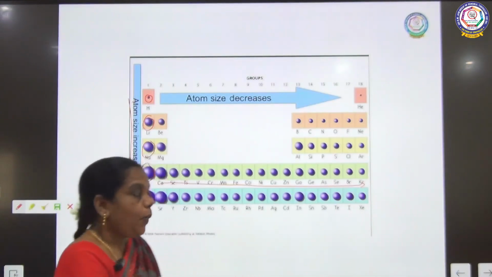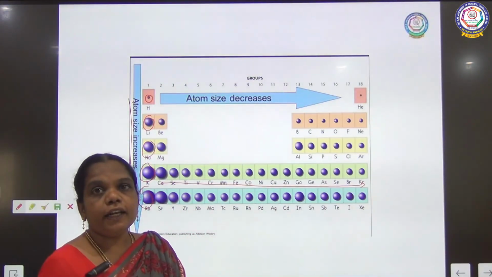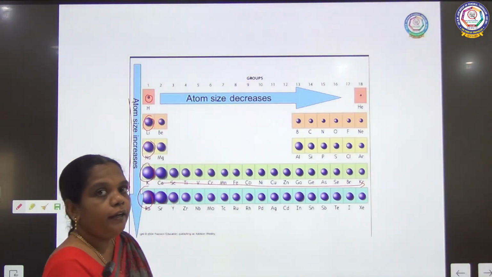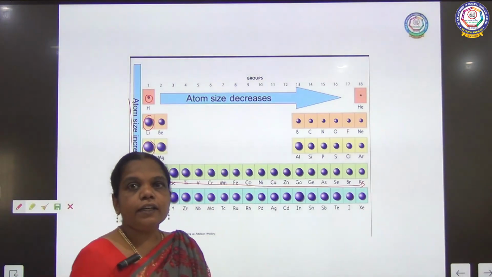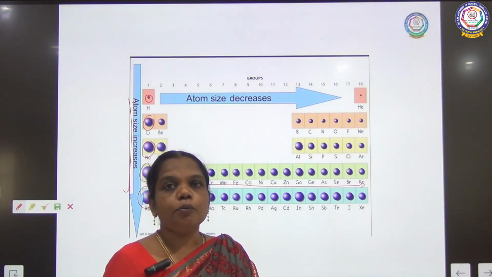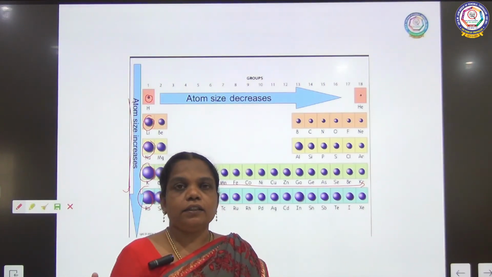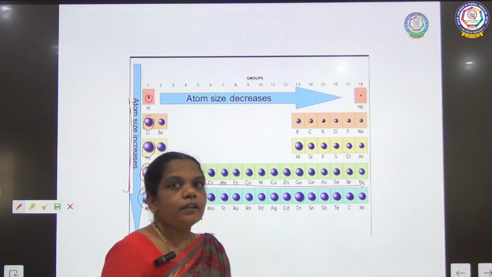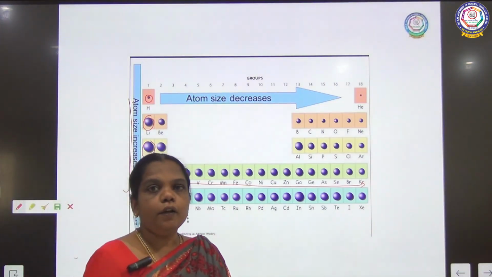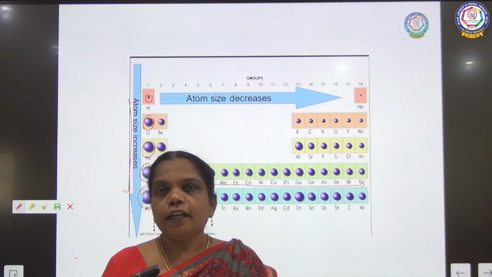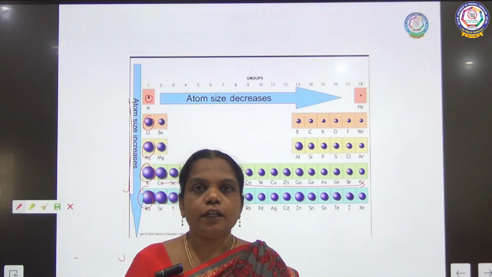Along the period the size is decreasing, so the ionization energy increases, and down the group the size is increasing. As the size increases, the force of attraction becomes less, so we can remove the electron easily, and the ionization energy decreases. So these are all about ionization energy, one of the periodic properties of the periodic table. Thank you.